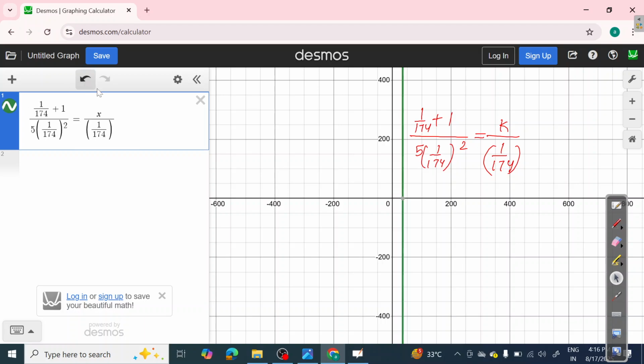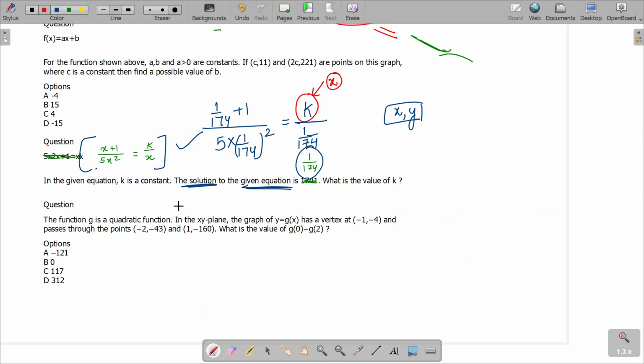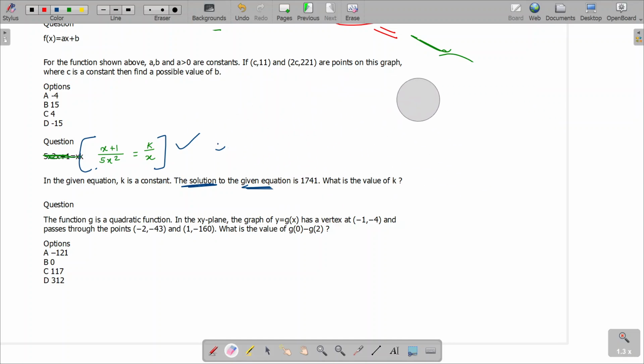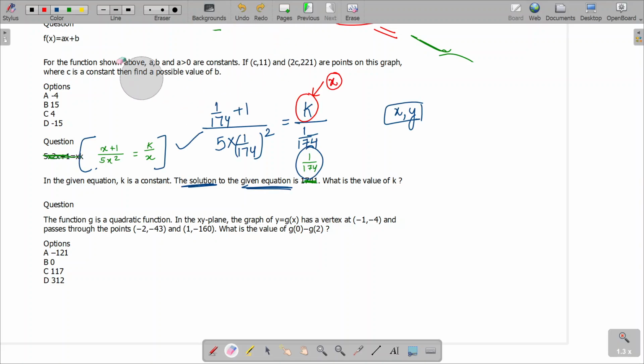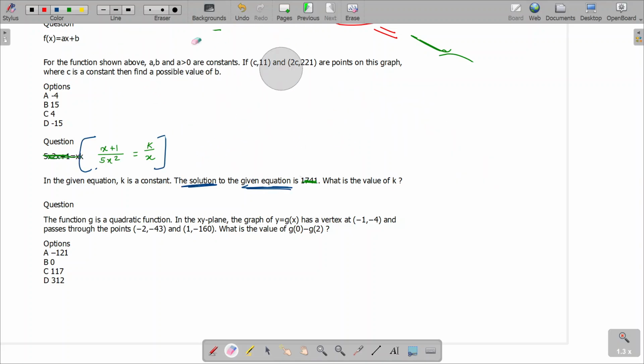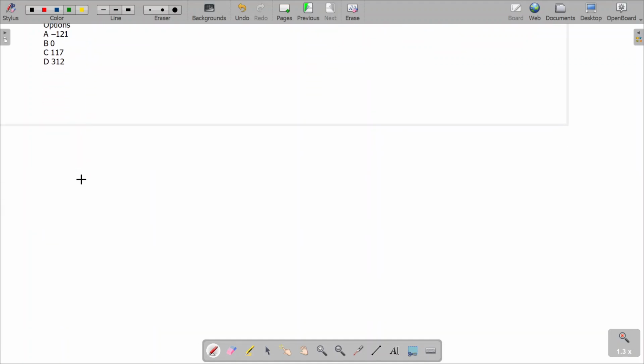I put the equation as it is. Now check the x-intercept. 35, that means x is 35, k is 35. So 35 is your answer. I hope now you can imagine how easy it is to solve these kinds of questions using Desmos, right? Make sure that you go through all these questions one more time so that you will have very good practice. I think this is the last question.